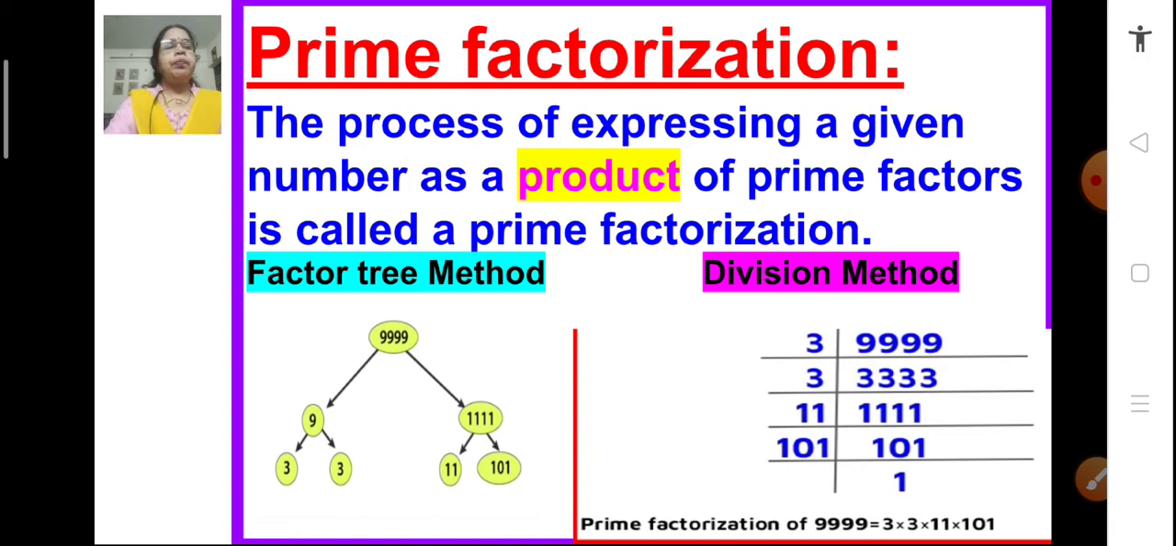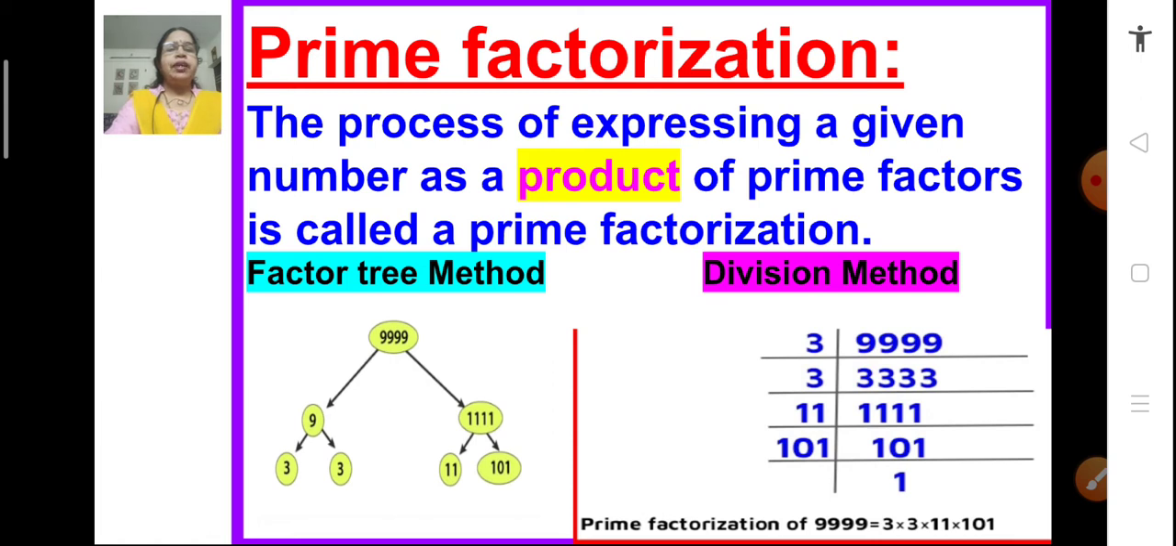So, how do we prime factorize a number? What is prime factorization? The process of expressing a number as a product of its prime factors is called prime factorization. And how do we prime factorize numbers? There are two methods: factor tree method and division method. We have learned this, isn't it?